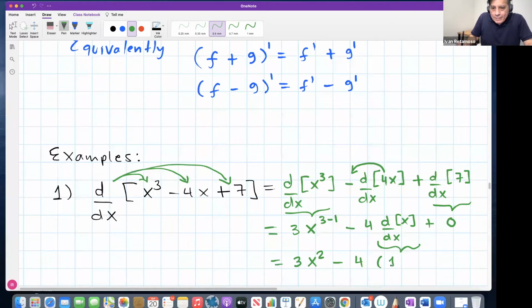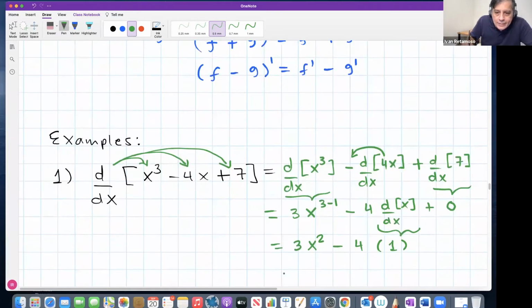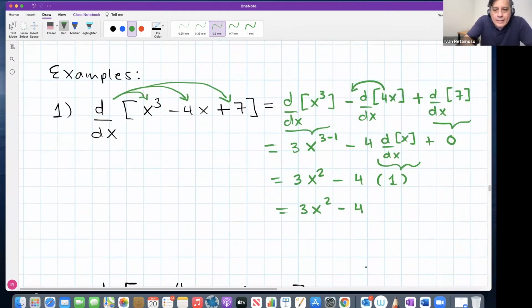This is just one, right? This is the identity function. Remember, we explained that the derivative of x with respect to x is just one, always. All right, so then simplifying, finally, this will be 3x squared minus 4, right? Minus 4. That should be our final answer.